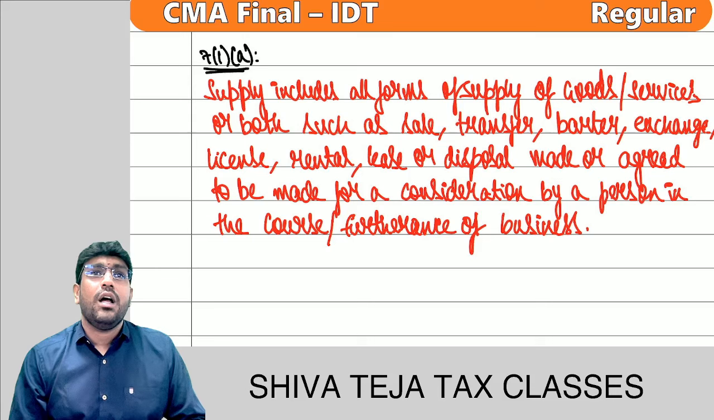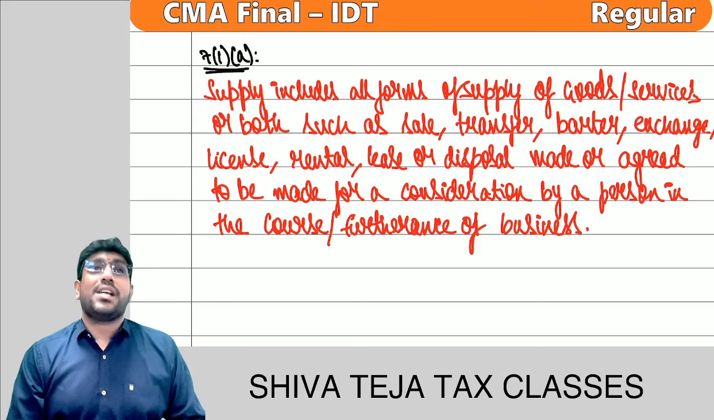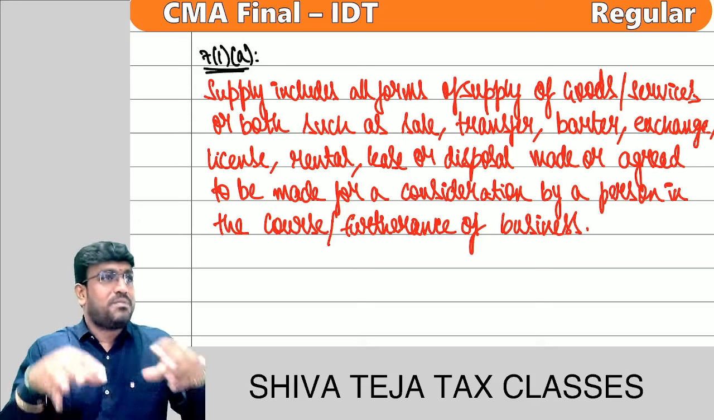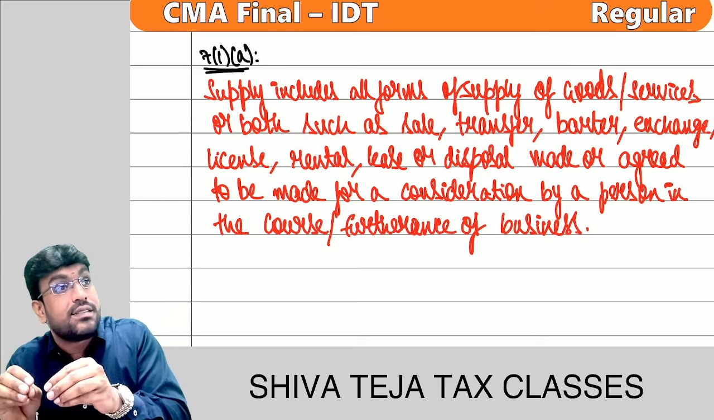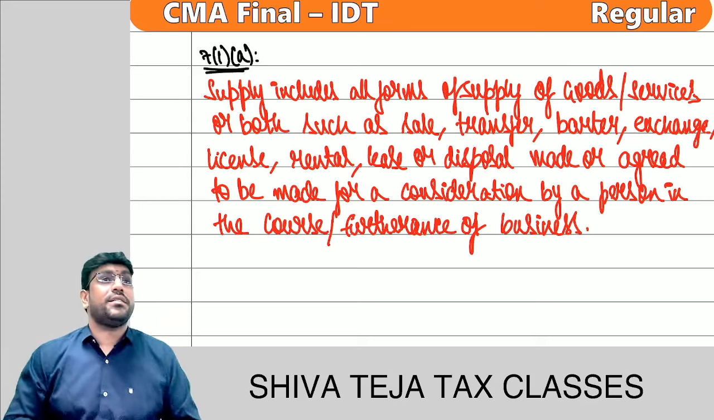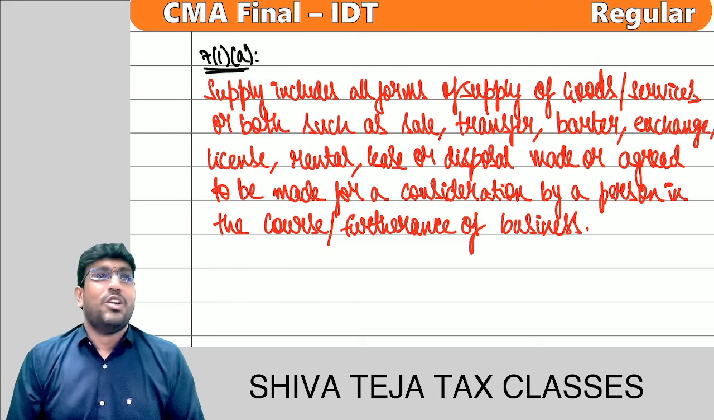Correct? No, sir. 20,000 they got in cash, and 80,000 they got as ring. We'll discuss that in value of supply. Don't worry. Our objective right now is not learning the value of supply. The objective right now is to learn whether it is a supply. That's it. So, getting clarity, everyone?